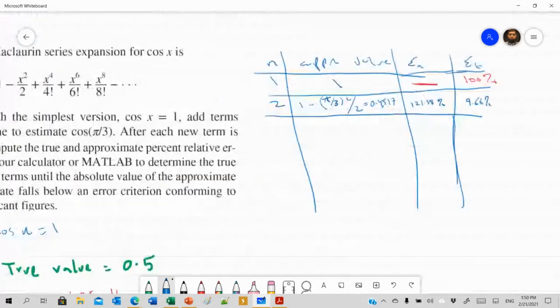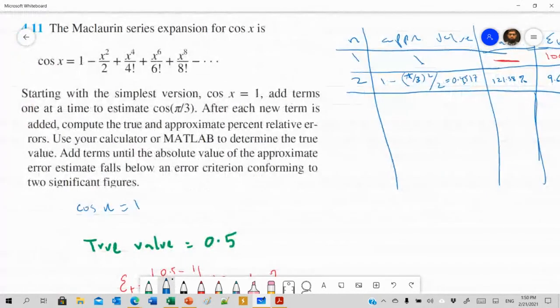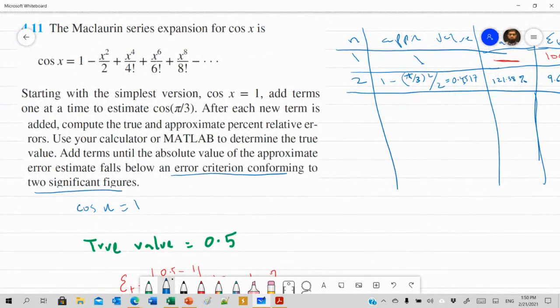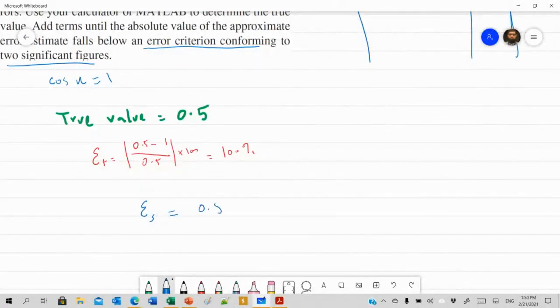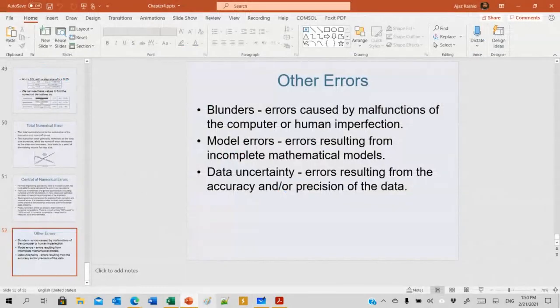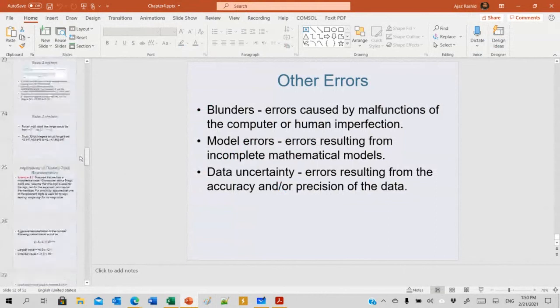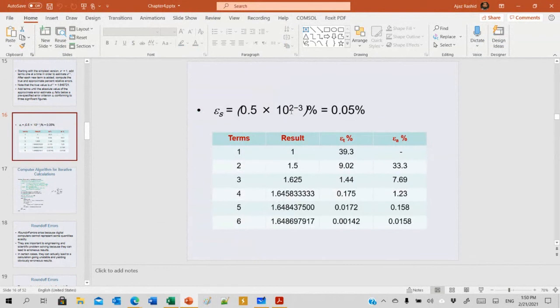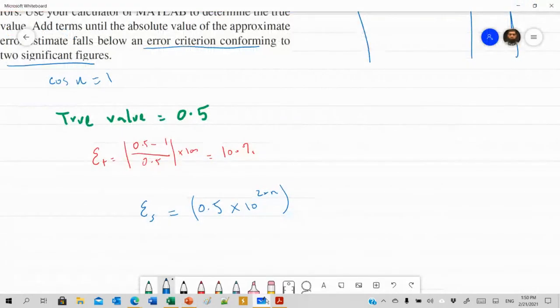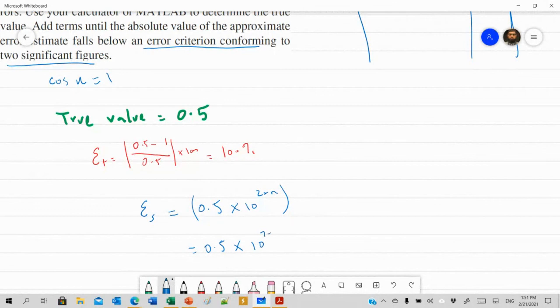Now, when do we stop? Of course, you keep adding terms and find the values. He says stop at an error conforming to two significant figures. We have seen the stopping criteria. It says 0.5 into 10 to the power 2 minus n. What was it? 2 minus n? I think so. We'll go up and find it. 0.5 into 10 to the power 2 minus n. So now it is two significant figures, so it will be 0.5 into 10 to the power 2 minus 2. 2 minus 2 is 0, so it is 0.5%.